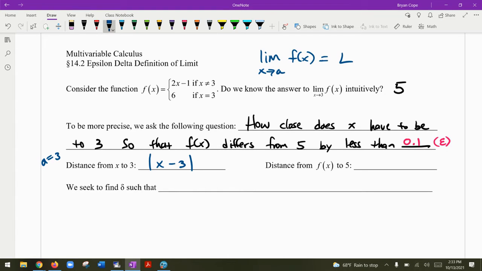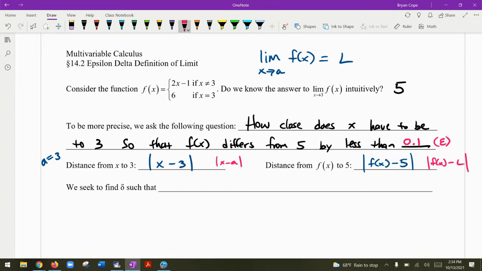A is 3. So similarly, the distance from f of x to 5 is the absolute value of f of x minus 5. So just keep in mind that if we were doing this in general instead of specifically, let me put those details off to the side. This would be x minus a, and this would be f of x minus L. So are we following the connection? In our specific example, we're proposing that the limit is 5, okay? And that the point we're approaching is 3. So we're kind of trying to make a comparison between our specific example and the general case. Any questions yet?